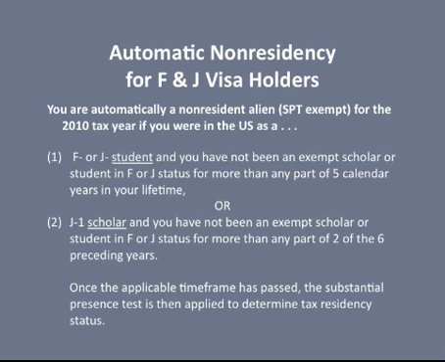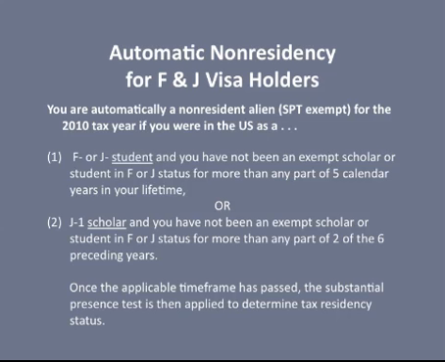All students holding F1 or J1 visas are automatically considered non-resident aliens as long as they have not been in the U.S. as an exempt student or scholar for any part of more than 5 calendar years in their lifetime. All scholars in J1 status are automatically non-resident aliens as long as they have not been in the U.S. as an exempt student or scholar for any part of more than 2 of the 6 preceding calendar years.